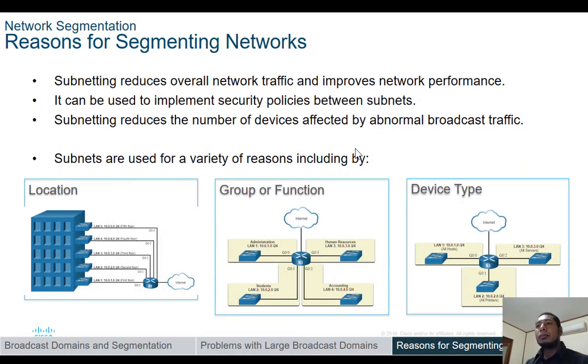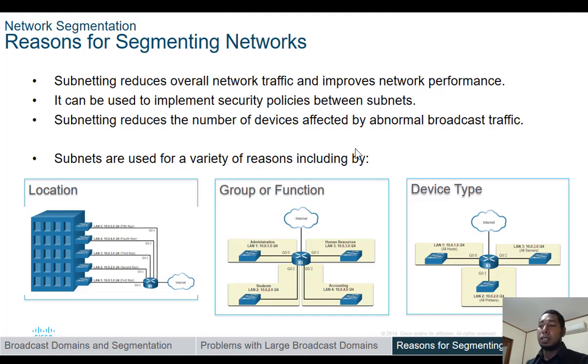Okay, so we've seen some of the problems. Well, one key problem with large broadcast domains is that it can negatively impact the network. That is the reason why we have to segment the network. So there are several reasons here. When you're segmenting using subnetting, you're reducing overall traffic and improving network performance. Okay, that's one key benefit about subnetting. It can also be used to implement security policies between subnets.